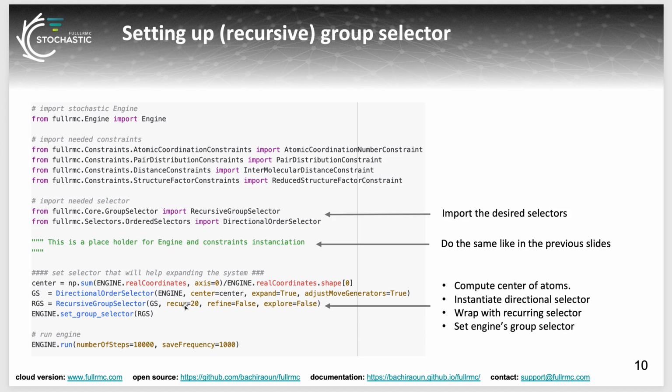So each time I'm selecting a group, I'm selecting it 20 times, 20 steps of the engine runtime. This group will be selected 20 times in a row, and a move will be attempted 20 times on that group before selecting a new group. So I'm giving it more time and more chance to move and to go out of its minimum.